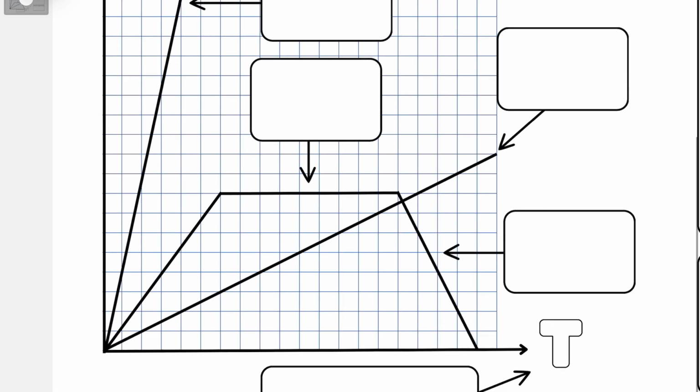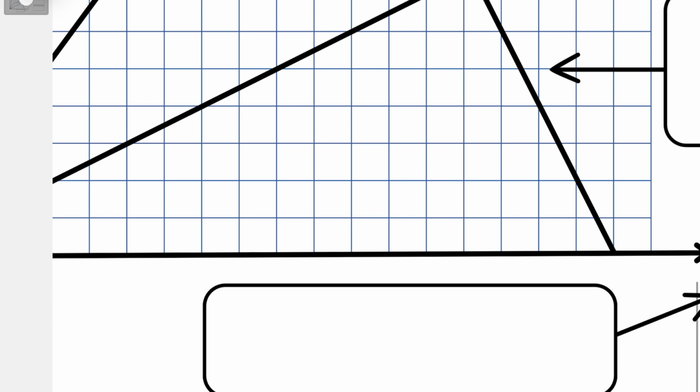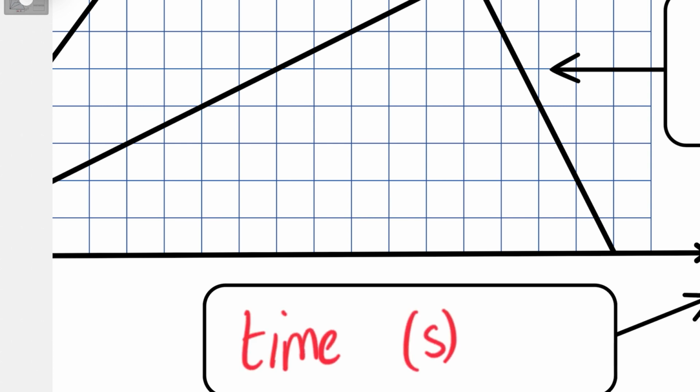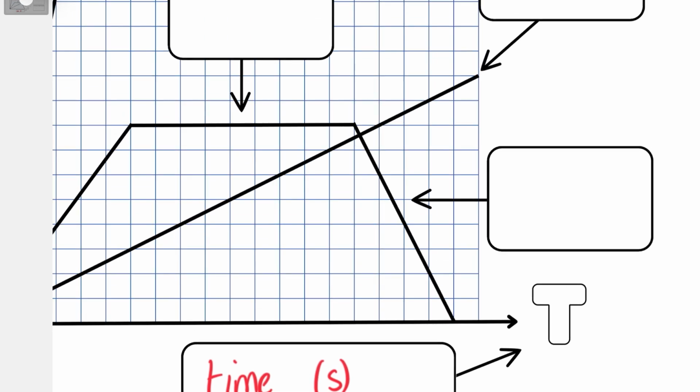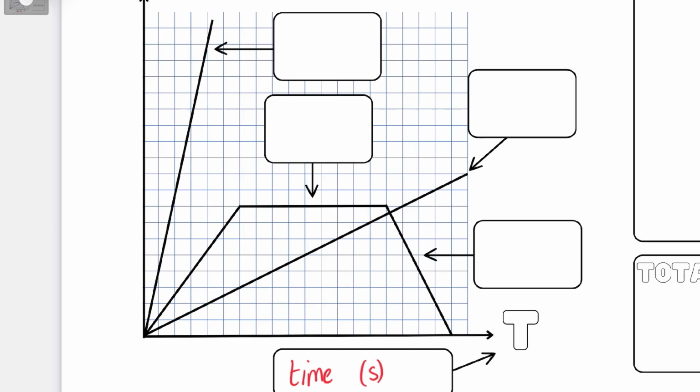The other label is down at the bottom here, and this is time. Normally in seconds, however, like we just said, this can be in minutes, this can be in hours, days, weeks, whatever. So just double check that as you go through.